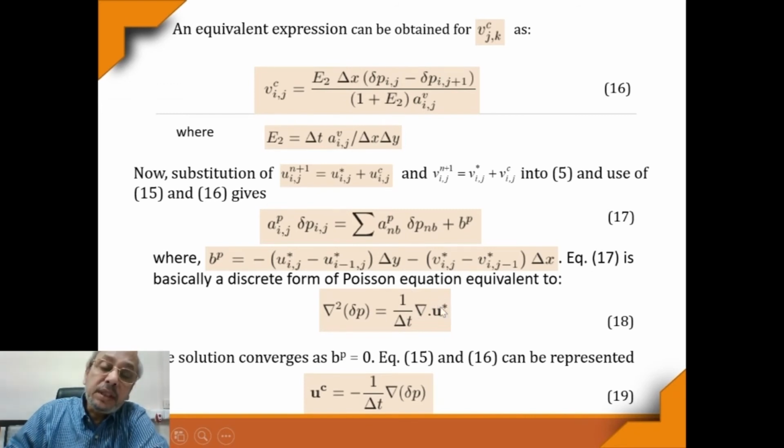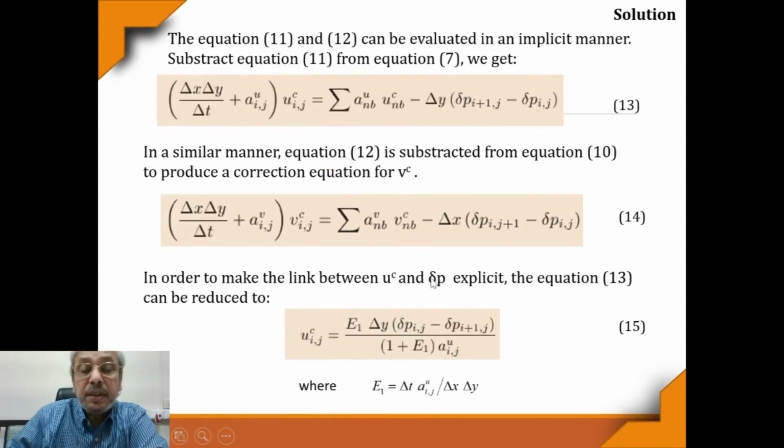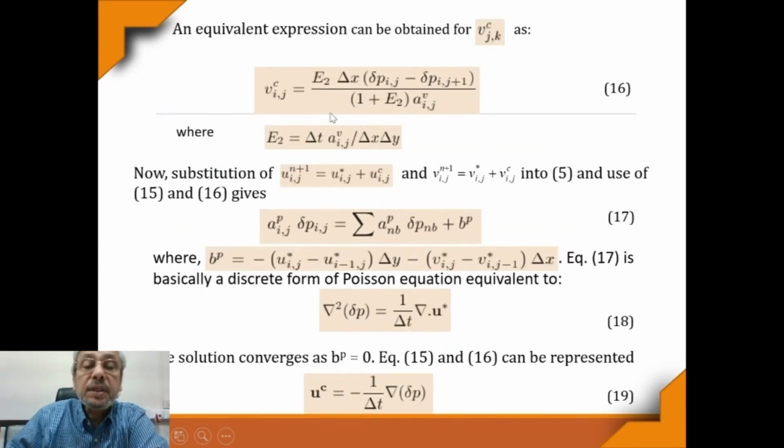Now this will keep on changing. How? Because we will find out this delta p by solving, and this delta p will feed here. We'll find out velocity correction: the u velocity correction and the v velocity correction. We'll change this uij n plus 1 and vij n plus 1 through velocity correction, and again use that value here. That will be new quantities, which may not have reached n plus 1 in one go.